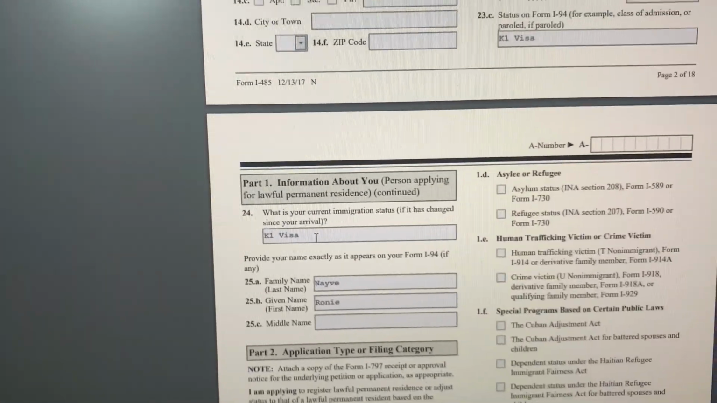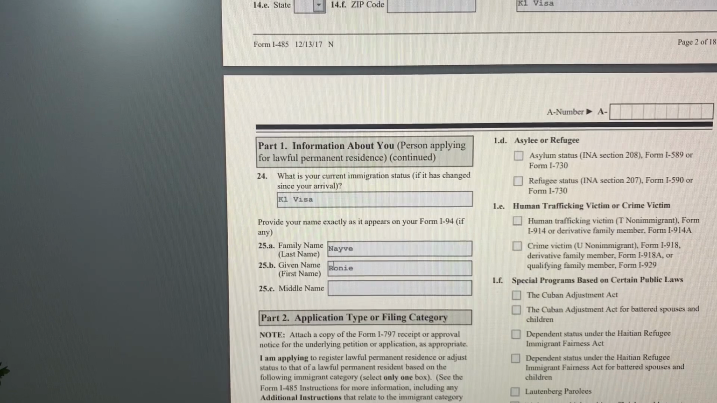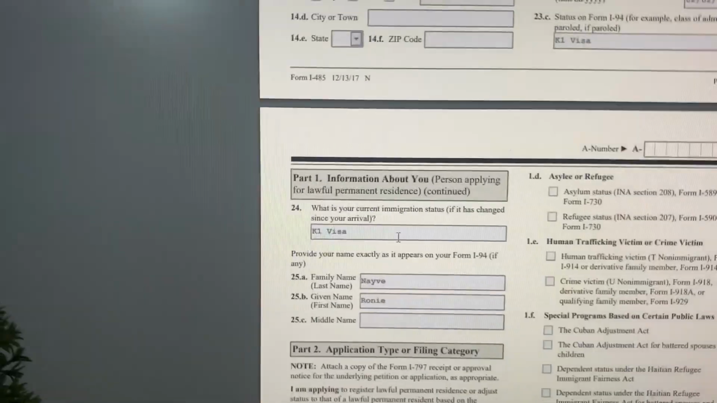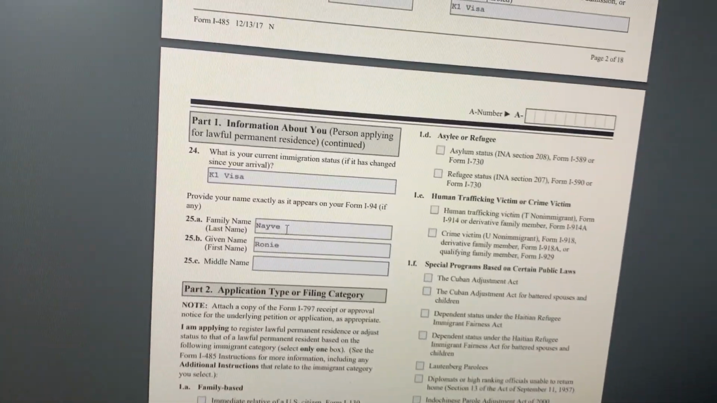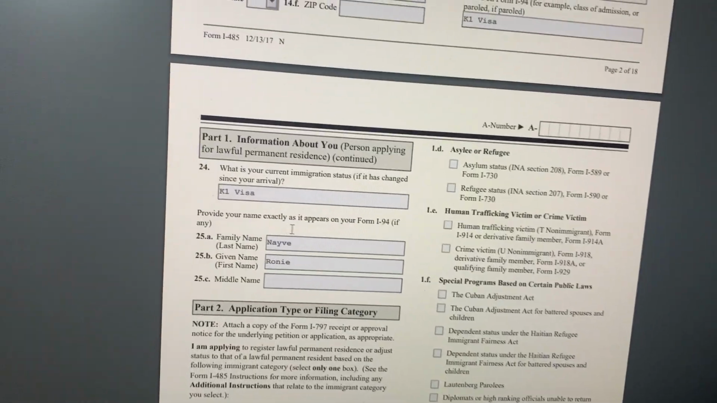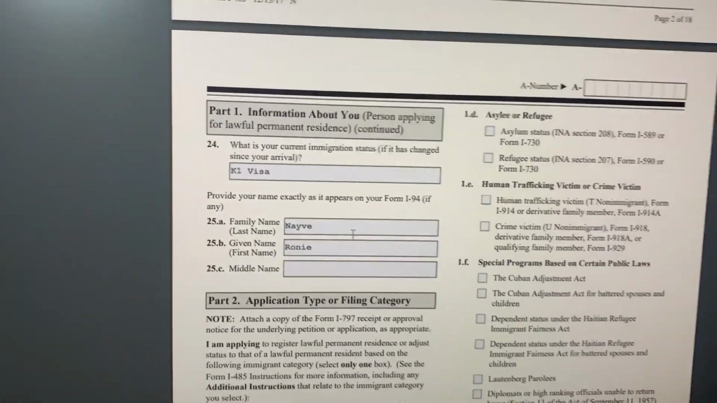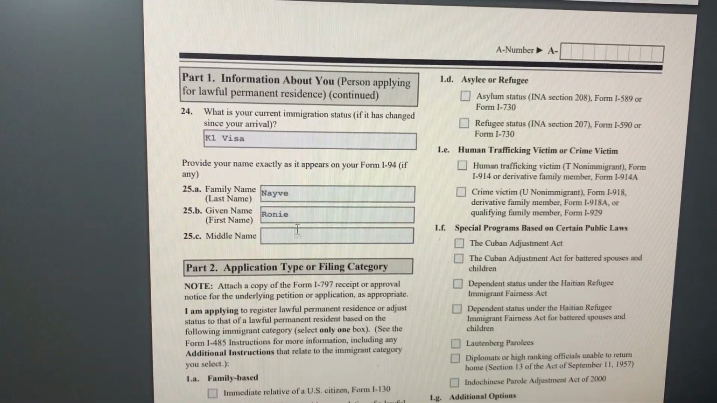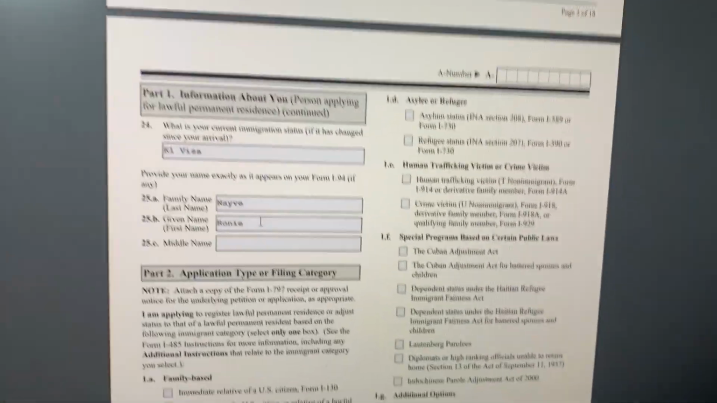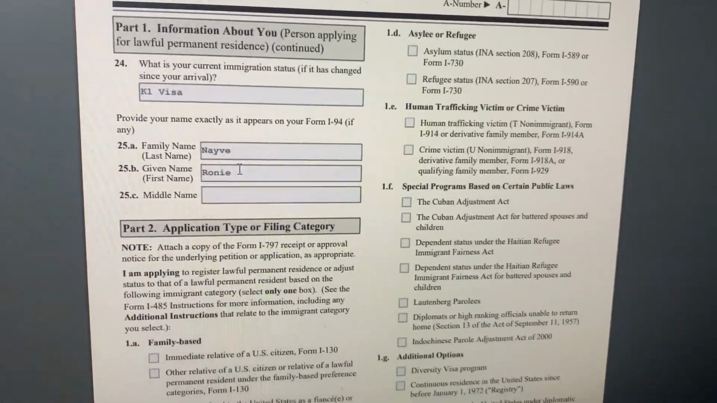Yeah, and this one, part 1, number 24. Your current immigration status, that's the one in your I-94. So you just put Q1 visa on it, and your exact name. Provide your name exactly as it appears on your Form I-94, if any. I put my formal name there because I have a junior and middle name, so I just put it identical. You need to put it identical to what's on your I-94.